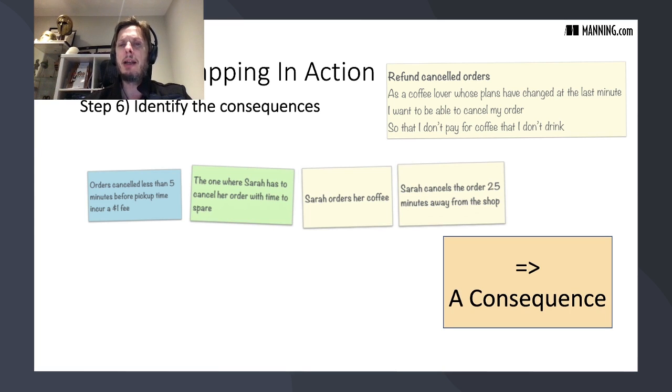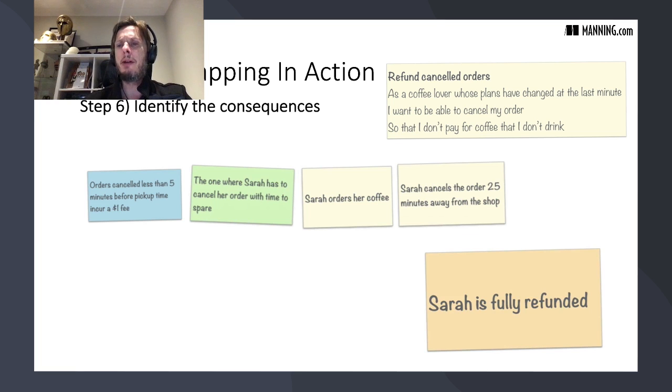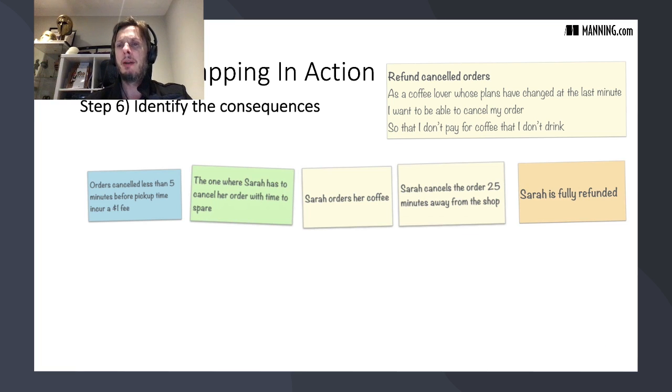Historically, the different color is whatever color is left over in the post-it deck. So sometimes we have mauve, sometimes we have orange. Doesn't matter too much. The conventions are usually orange or purple, but they are fairly loose conventions. We want them to be different from the steps to distinguish them. Now, what's the consequence here? Well, a consequence of Sarah cancelling 25 minutes away means that Sarah gets fully refunded. So that's the outcome.